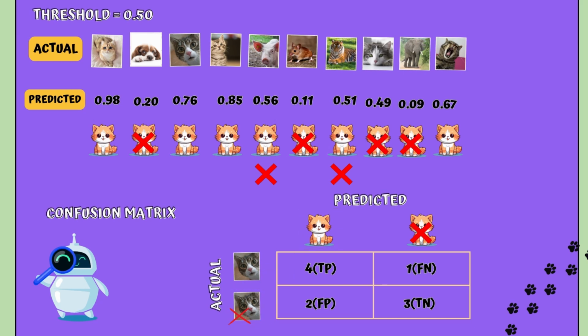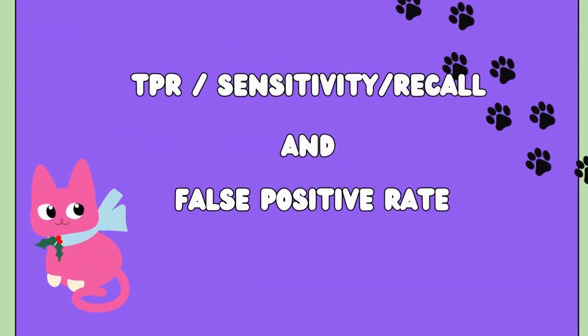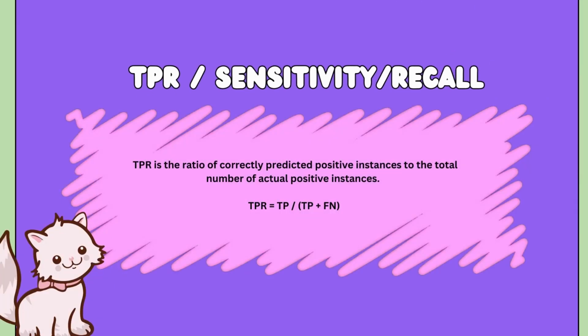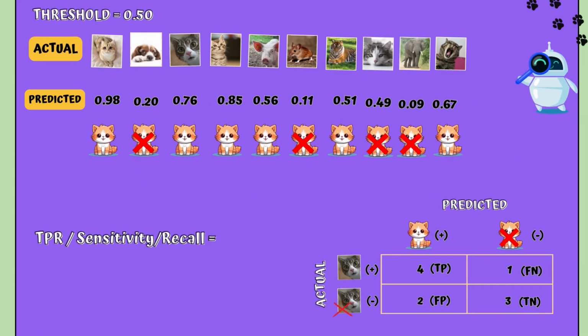Now we will learn about true positive rate and false positive rate before we see what the ROC curve is. So true positive rate, which is also known as sensitivity or recall, is the ratio of correctly predicted positive instances to the total number of actual positive instances. It quantifies the model's ability to identify positive cases. The formula is as follows: true positive rate is equal to true positive upon true positive plus false negative. In our case, true positive rate measures the proportion of actual cat images that your model correctly identifies as cat.